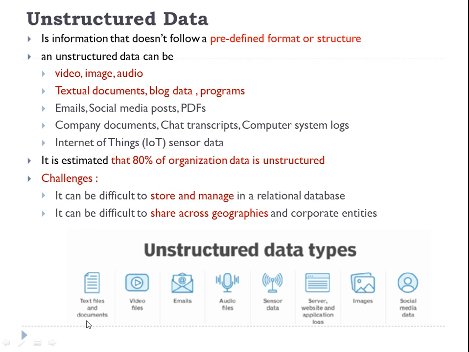So some examples of unstructured data are text files, documents, video files, emails, audio files, sensor data, server logs, websites, images, social media information. These are all IoT sensor data. All of these are examples of unstructured data.